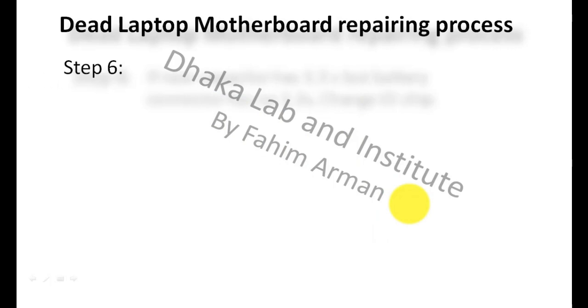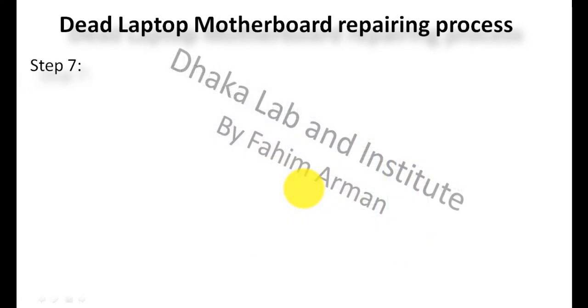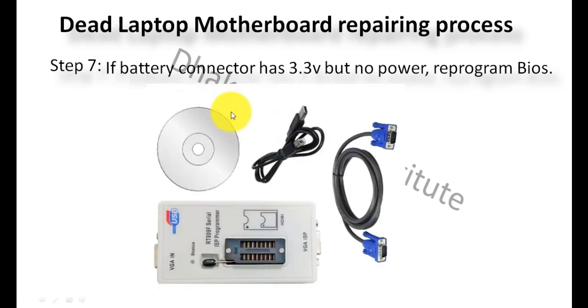Step 6. If near capacitors of SIO have 3.3 volt but battery connector has no 3.3 volt, then dry solder your IO chip. If not okay, then change IO chip. Step 7. If battery connector and power button have 3.3 volt but still there is no power, solder out your EC BIOS and reprogram your BIOS. Then that problem will be solved.